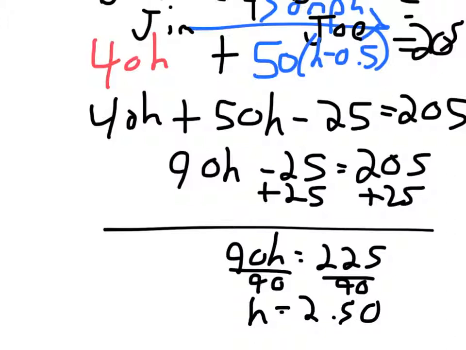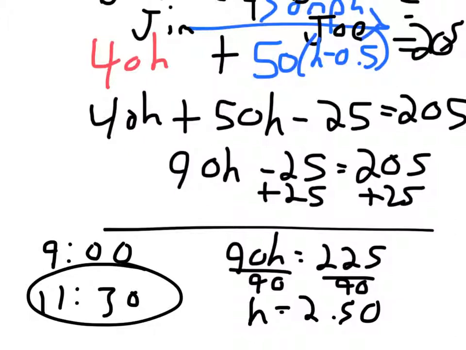And remember, this equation was based on Jim taking off first. So we started at 9. It's going to take us 2.5 hours. So we're at 11:30. That's when they reach 205 miles apart.